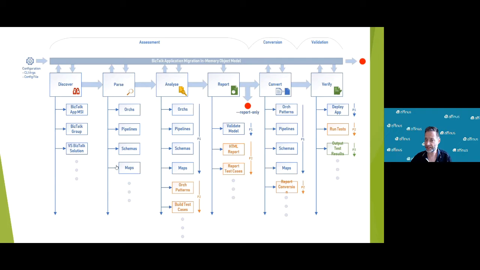And I think that's really interesting, because there's a little red dot that says report only. So my assumption with that is that the assessment group can be run standalone. So you could just run it over, say, your BizTalk group, and you'd get a report. I'm assuming the report's going to tell you either what's in your BizTalk application or what can be converted. I'm not sure. Or maybe a bit of both, because that in itself is a valuable thing, isn't it?